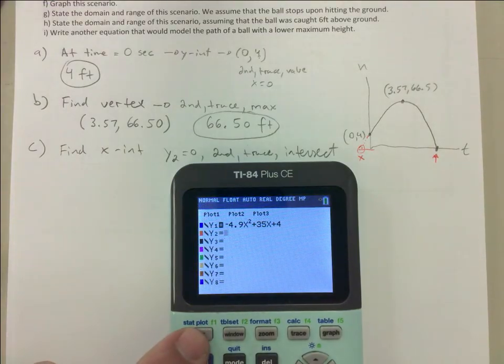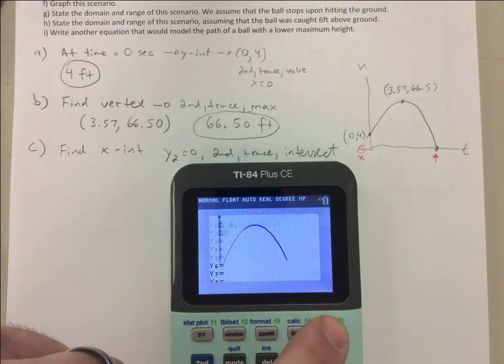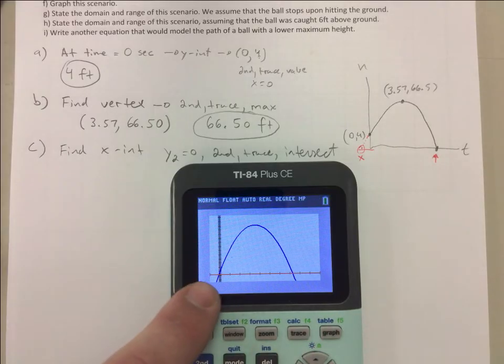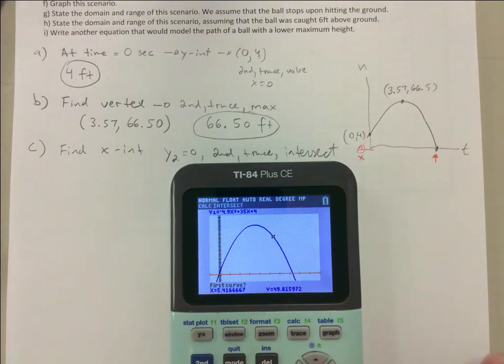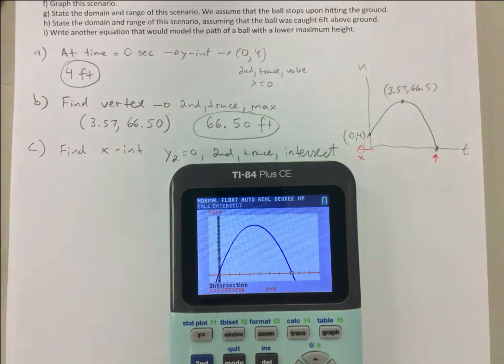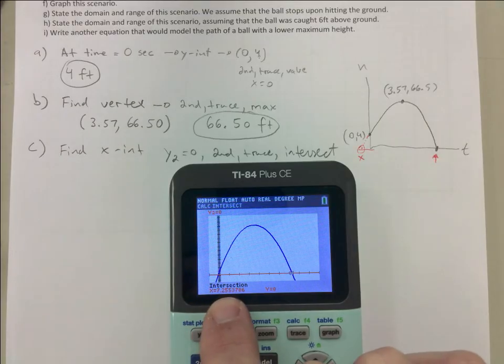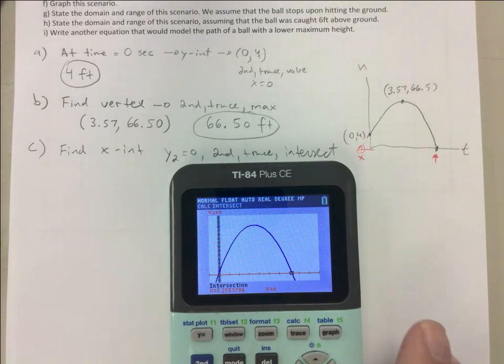We let y2 equal to 0. You hit graph. There it is. It's red now. So I'm going to go second trace 5. I'm going to go find the one to the right. I don't care about the one to the left. Enter, enter, enter. It's 7.26. Rounded.